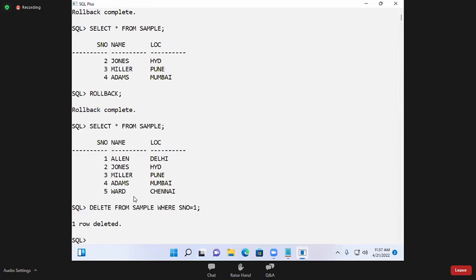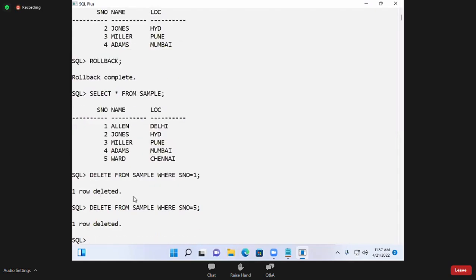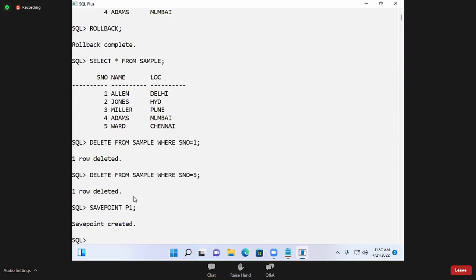So 1 is deleted. Again I'm going to start it. Next one, 5 is also deleted. 1 and 5 are deleted from the database, again stored under instance memory. Okay. Now I created one save point. The save point is also successfully created.